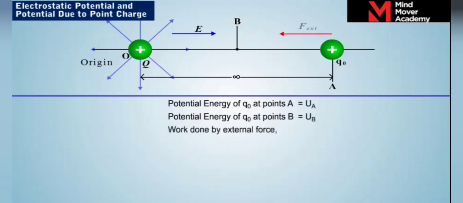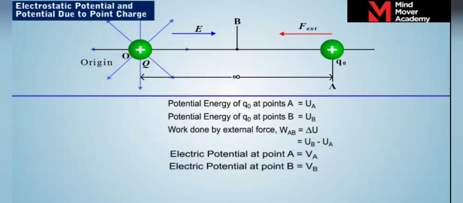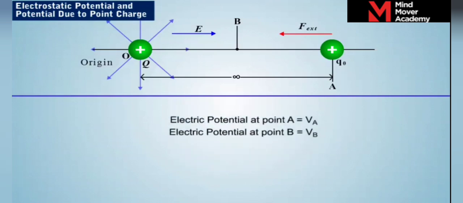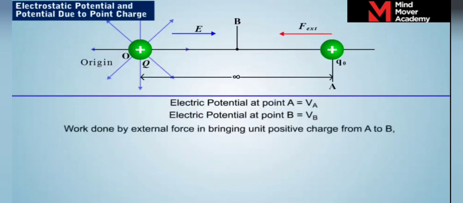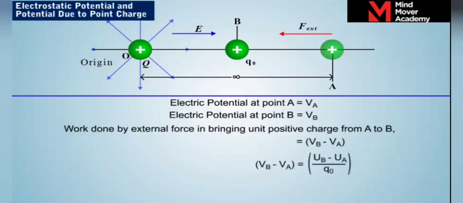We know that the work done by the external force to bring charge Q0 from point A to B is expressed as WAB is equal to delta U, which is equal to UB minus UA. If VB and VA denote the electric potentials at points B and A respectively, then the work done by the external force to bring the unit positive charge from A to B is equal to VB minus VA, which is in turn equal to (UB minus UA) by Q0.